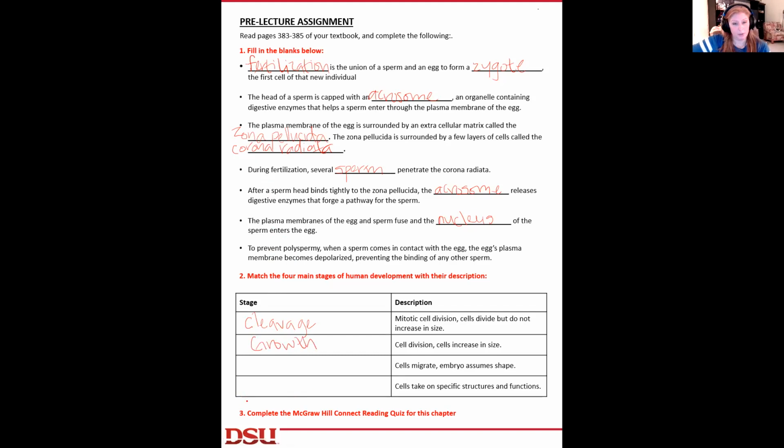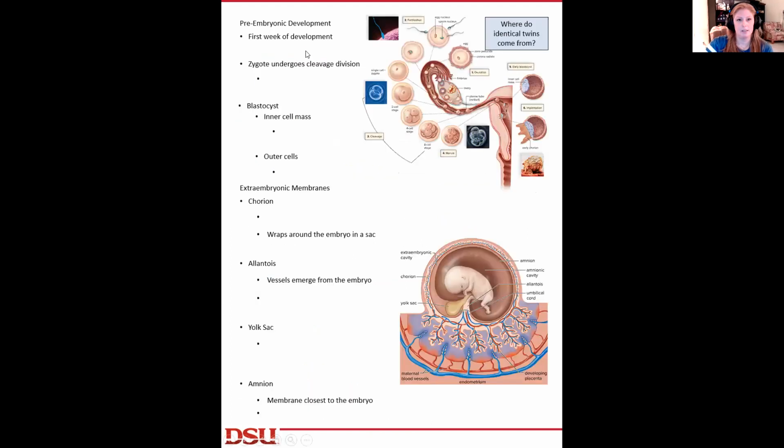Cells migrate and the embryo assumes a shape. This stage is called morphogenesis. And cells take on specific structures and function. This is differentiation. All right, so that is the information in this pre-lecture. Let's continue.